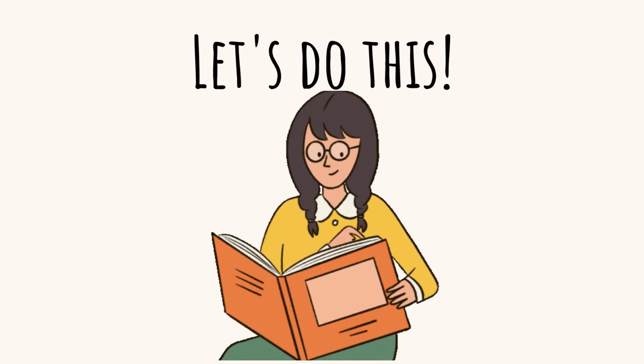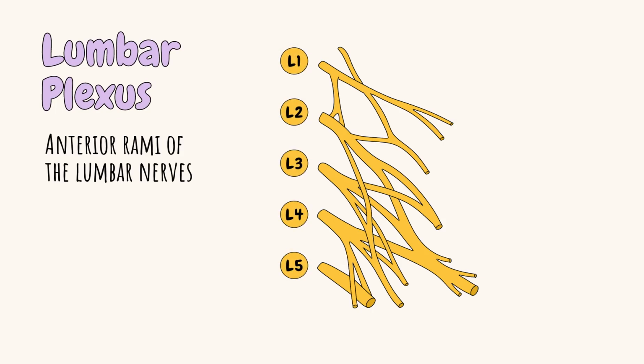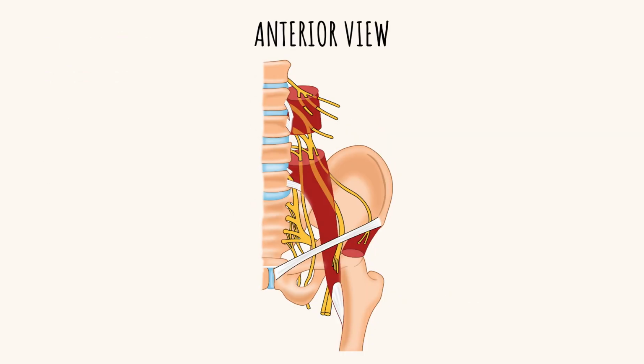Okay, let's do this. The lumbar plexus is formed from the anterior rami of the lumbar nerves L1 to L4 and also receives some fibers from the thoracic nerve T12. Let's look at the anterior view of this area. We'll first label the medial side and the lateral side.